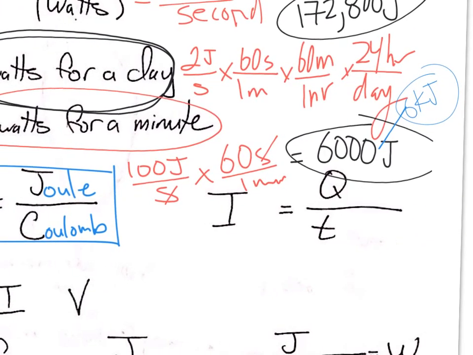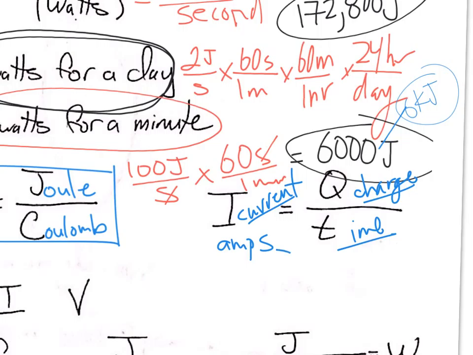And when we talk about current, we're talking about charge per time. We could look at the units, so this would be amps. And an amp is a coulomb per second.